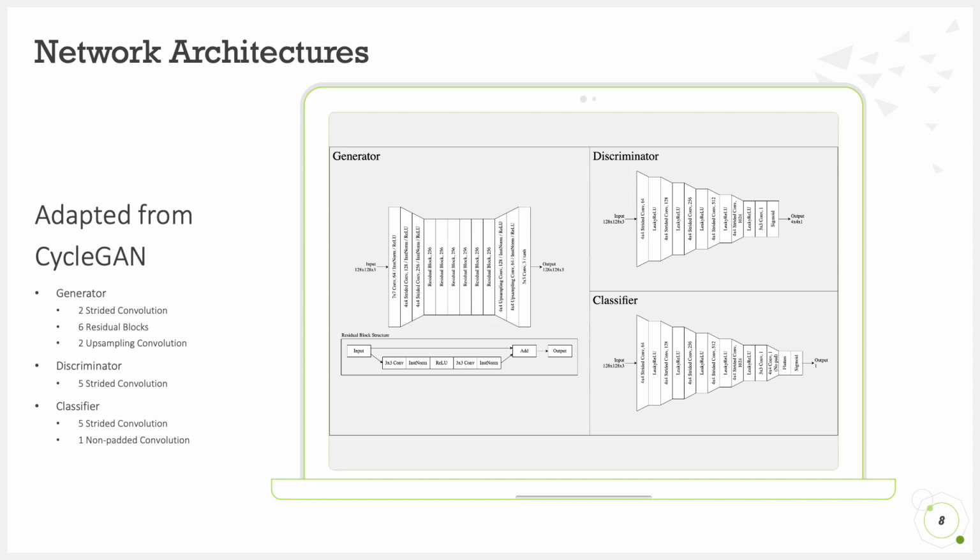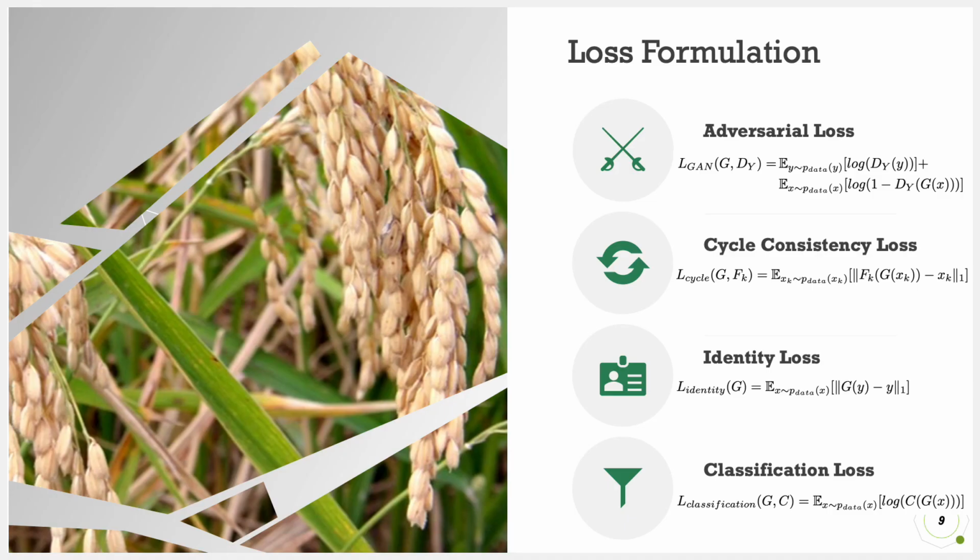Next, the architectures of the networks used in this paper are adapted from CycleGAN. And the losses of all models which we are going to propose are formed using 4 types of losses: adversarial, cycle consistency, identity, and classification losses.